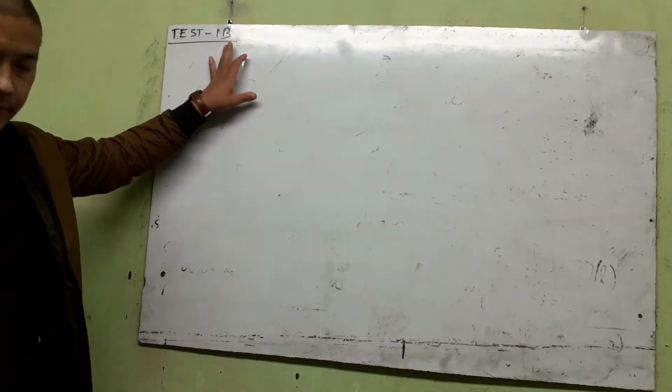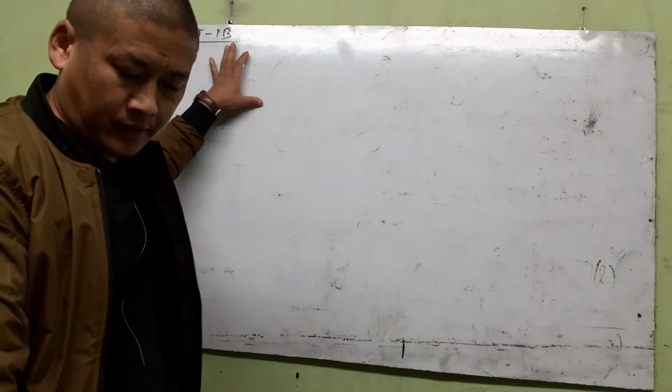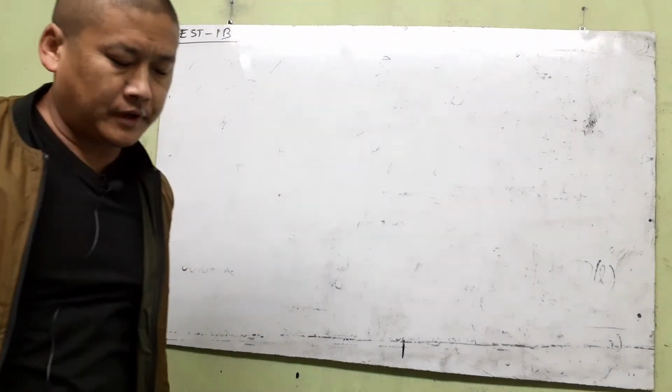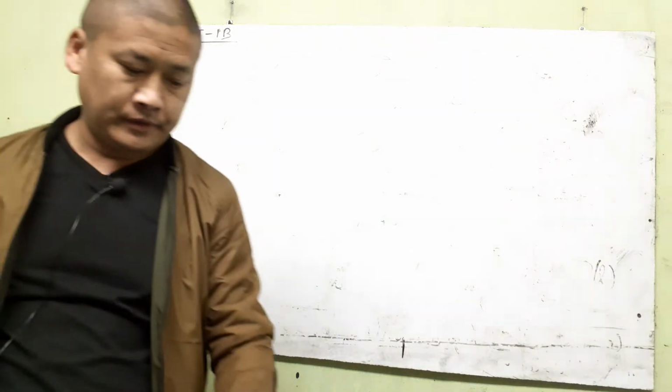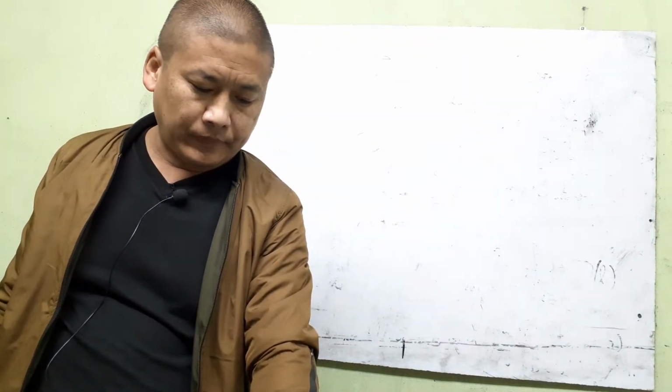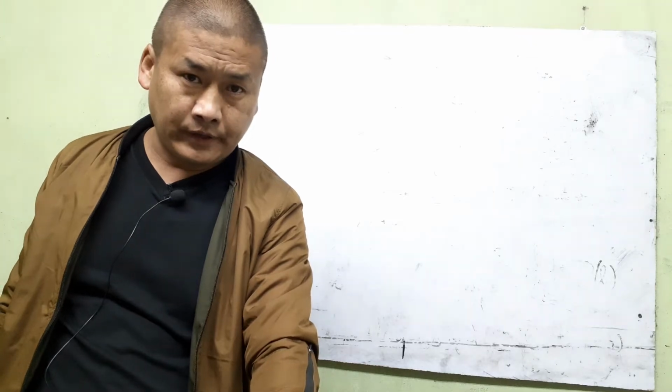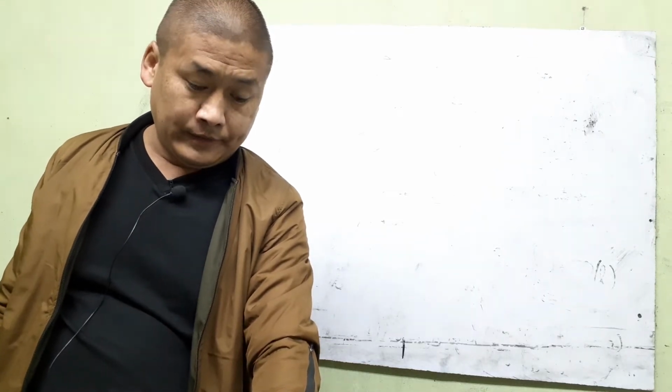Okay, so test 1B, this is continuation of balancing of equations. So let's start with the number 1. Here 1, okay, let me read the question. Ferrous sulfate decomposes on heating to give ferric oxide, sulfur dioxide and sulfur trioxide.